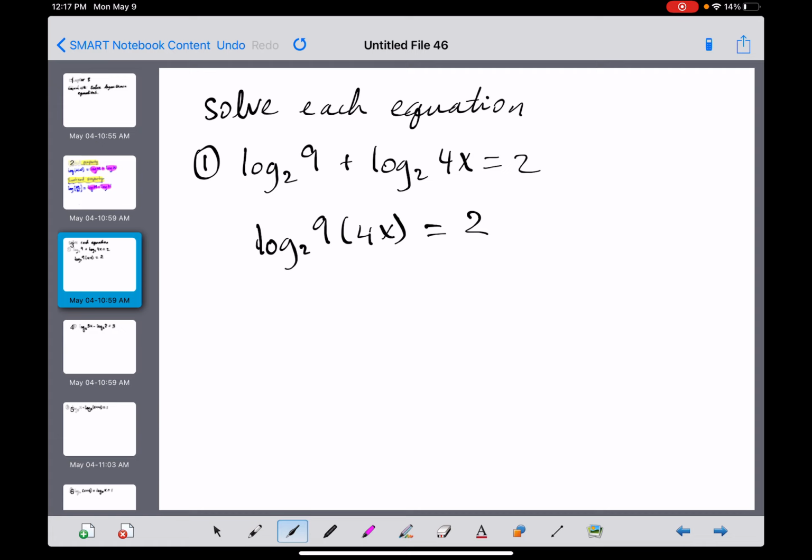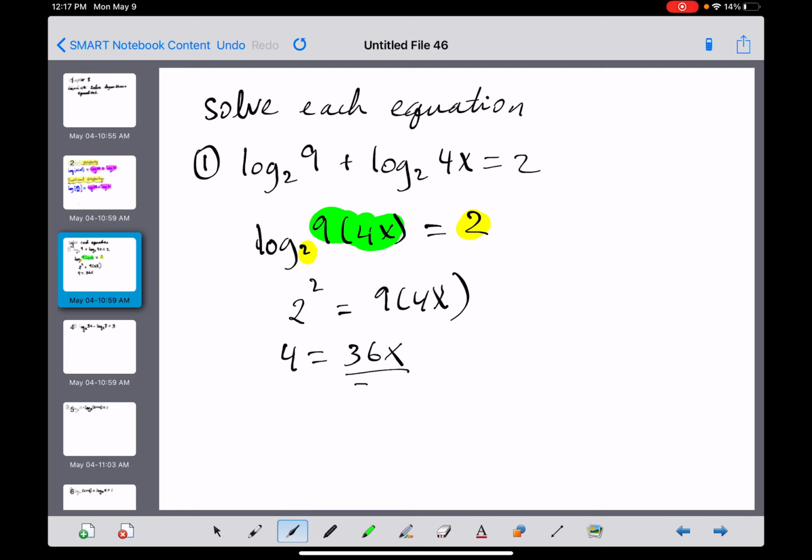form, okay? So that's the rule. After you have a log by itself, the next step is always exponential form. So exponential form is going to be 2 to the second power equals 9 times 4x, okay? And we learned how to convert log to exponential form from chapter 5 as well. So 2 to the second power is 4, equals 36x.